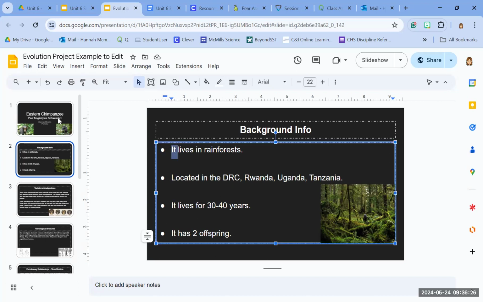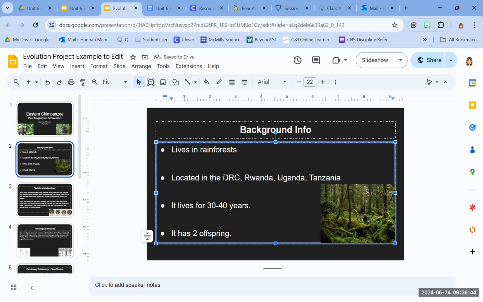However, my presentation is on chimpanzees. I know it's about chimpanzees. I don't need to keep referencing it. So here I'll put lives in rainforests. I don't need to know that it's what lives in there. I know it is. This is perfect, but we want to make sure it's not a full sentence.